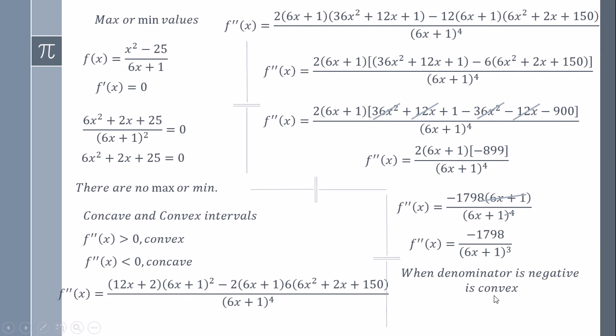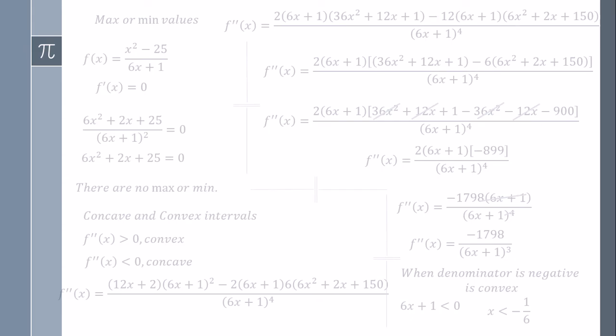So when the denominator is negative, all this is positive, so this is going to be convex. But on the other side, the denominator is positive, this one is going to be negative, so it's going to be concave. So here we know that 6x plus 1 equal to 0 gives x equal to minus 1 over 6. When x is smaller than minus 1 over 6, the function is going to be convex, and when it's larger than minus 1 over 6, this function is going to be concave. So we already have all the information to graph.